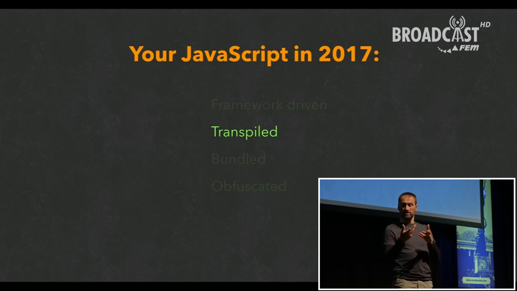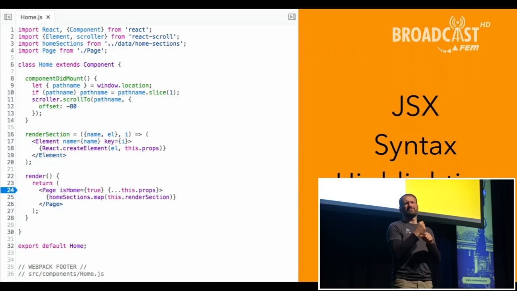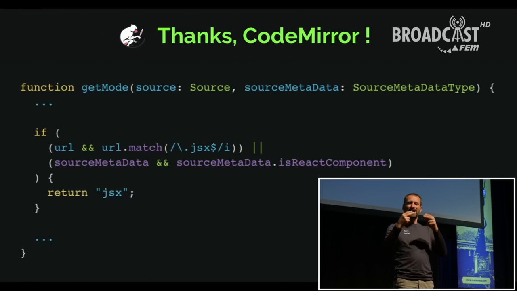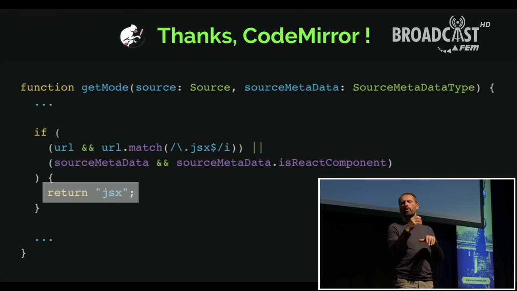Now, what about your transpiled code? Not a lot of things that I want to show you on this aspect, but we do JSX syntax highlighting. And we can do more syntax highlighting for other stuff. I just wanted to show you that. And the way we do it is we use CodeMirror for the actual code editor. All I need to do is find out if my source is JSX, and then return JSX. So I tell CodeMirror it's JSX. It highlights everything properly. So that's really nice.